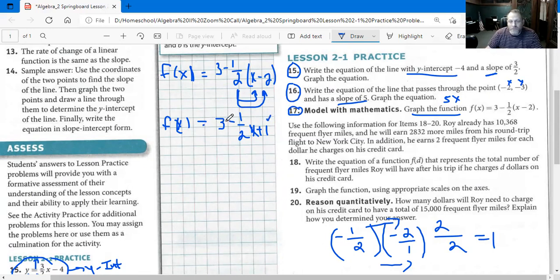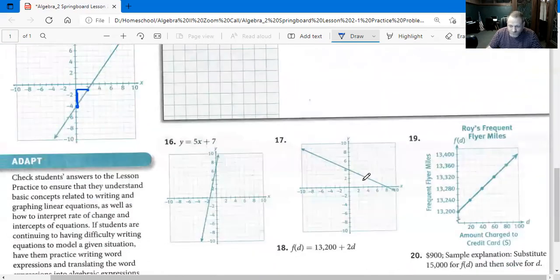Now we have some like terms, so it's going to be f(x) = -1/2x + 4. And it says to graph it. So that's number 17, and here is what it looks like when it is graphed. All right, so number 18.